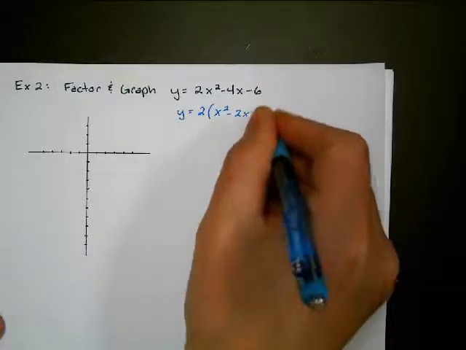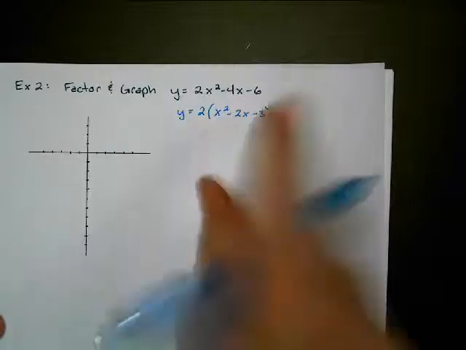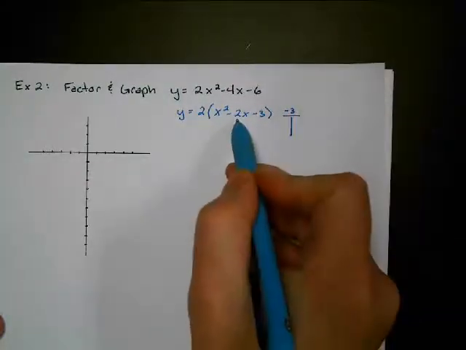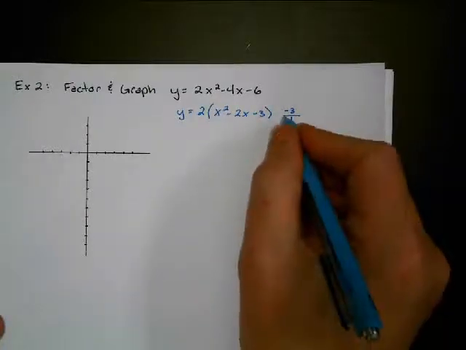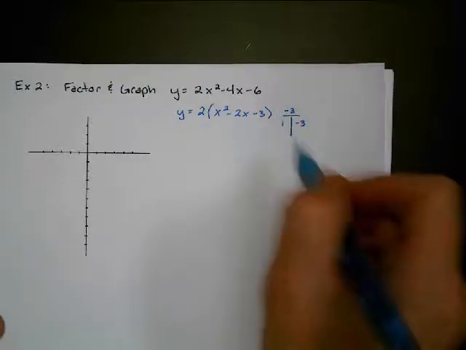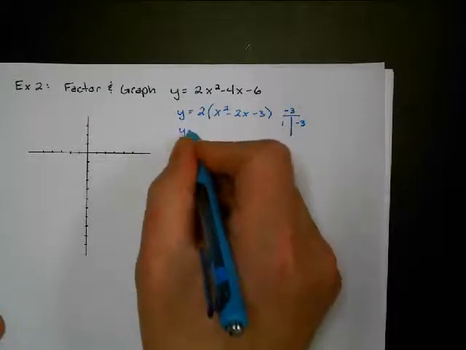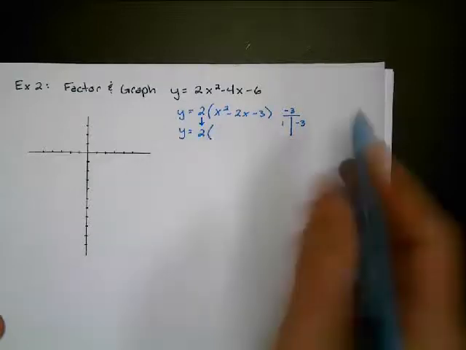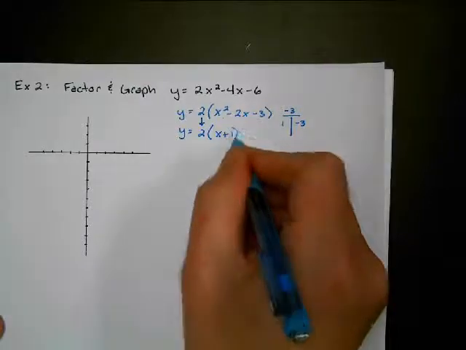Okay, so I'm looking for things that multiply to give me negative 3, but combine or add to give me negative 2. So this would probably be 1 and negative 3, because 1 times negative 3 is negative 3, and 1 minus 3 is negative 2. So this one would become, we have to keep this factor out here. This trinomial here would factor into x plus 1 and x minus 3.